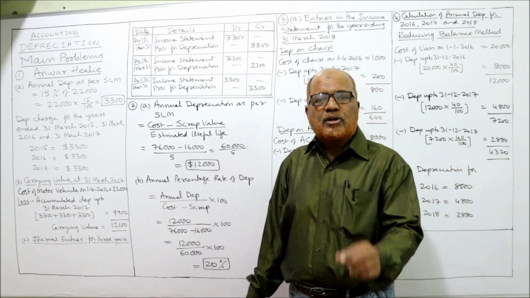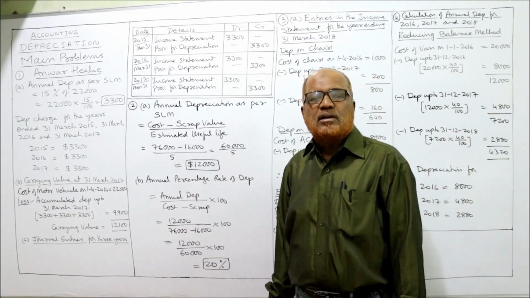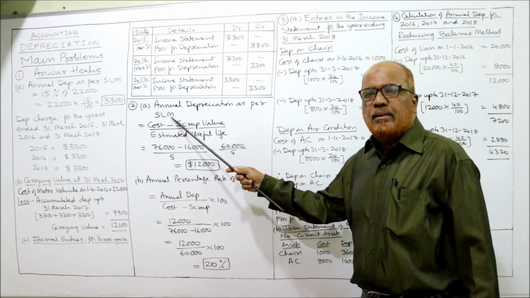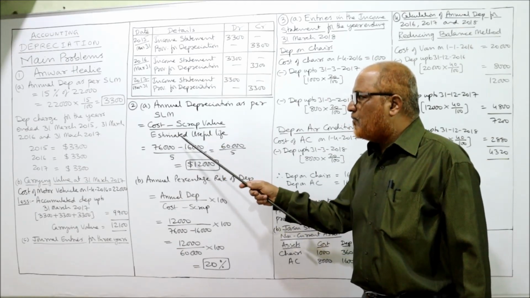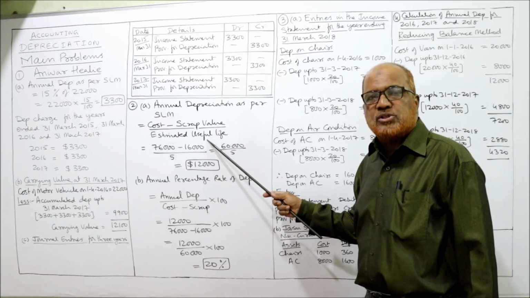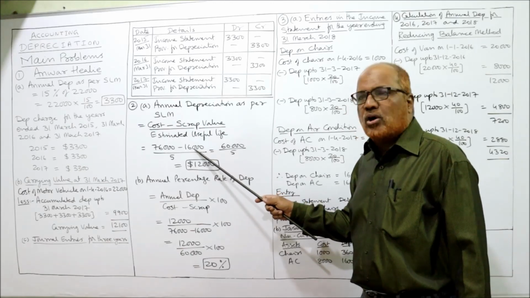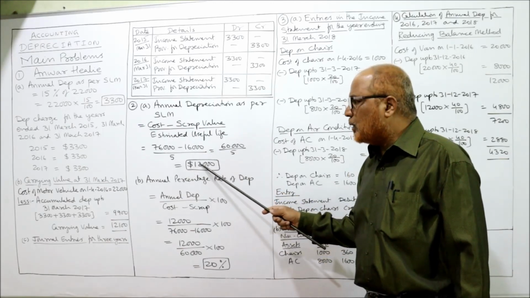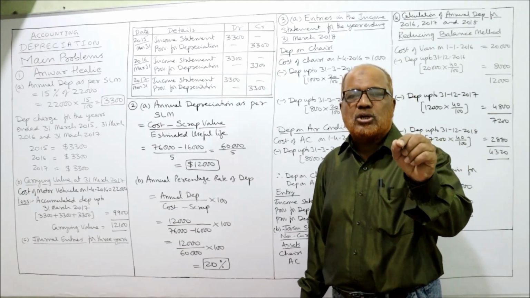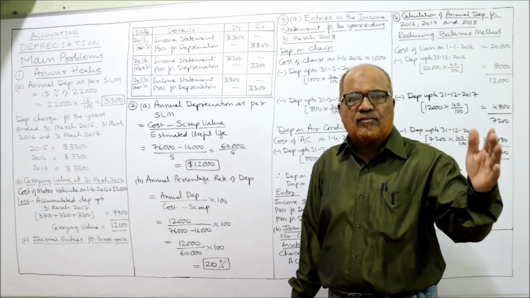In this problem, the cost of the asset is $76,000, scrap value $16,000, life is 5 years. Annual depreciation as per SLM, the straight line method, is cost minus scrap value divided by estimated useful life. This is the formula to calculate annual depreciation. We'll get $12,000. So every year $12,000 is the depreciation on equipment. It will remain the same every year: first year, second year, third year, fourth year, fifth year.